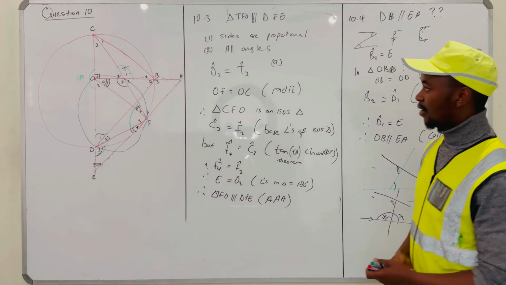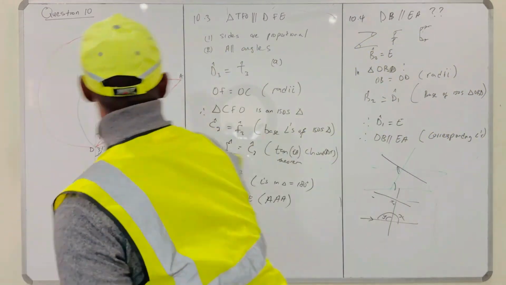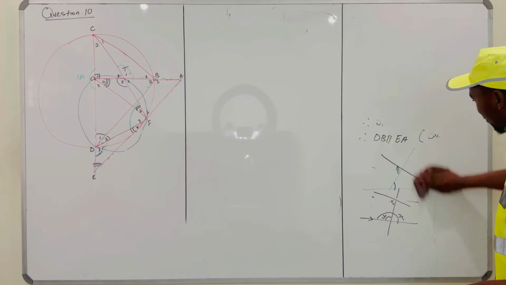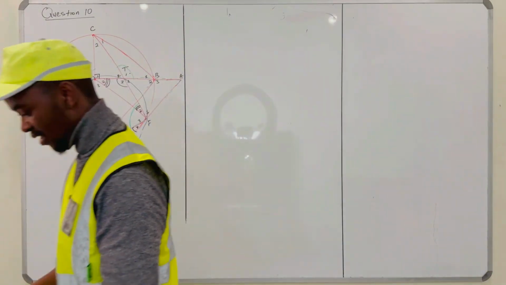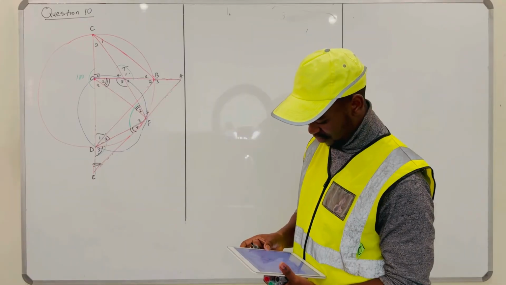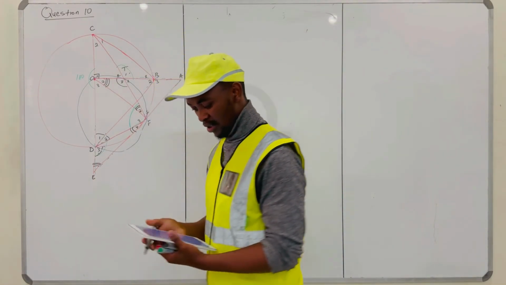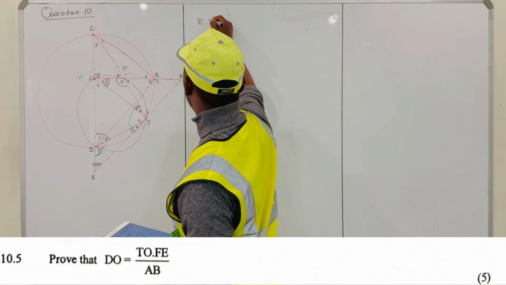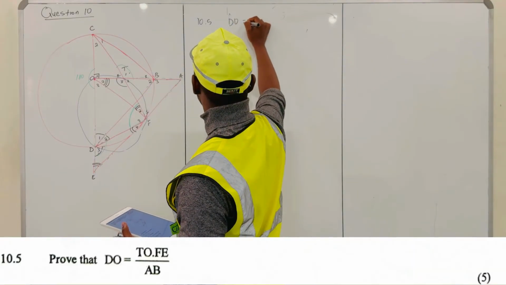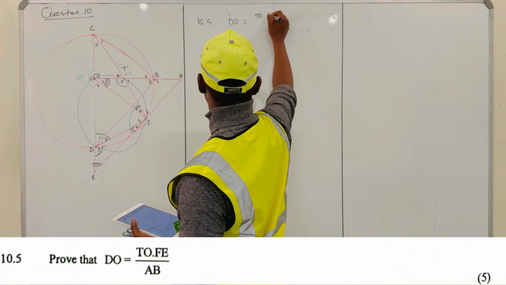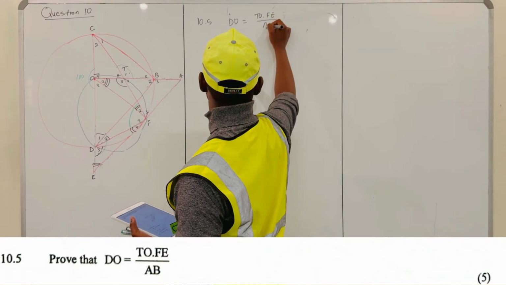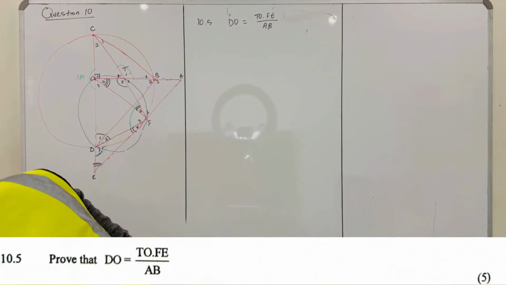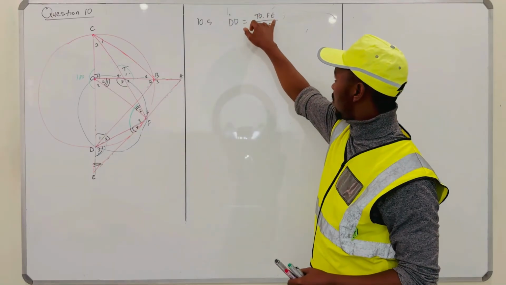Right. Let's go to 10.5. We're going to question 10.5 now. In 10.5, we're asked to prove that DO is equal to TO times FE over AB. DO, TO, FE, and AB.